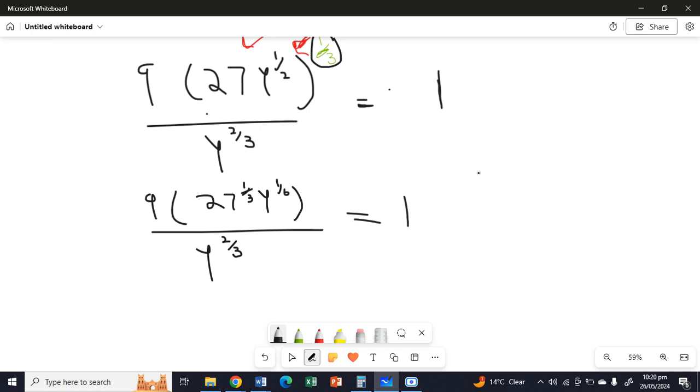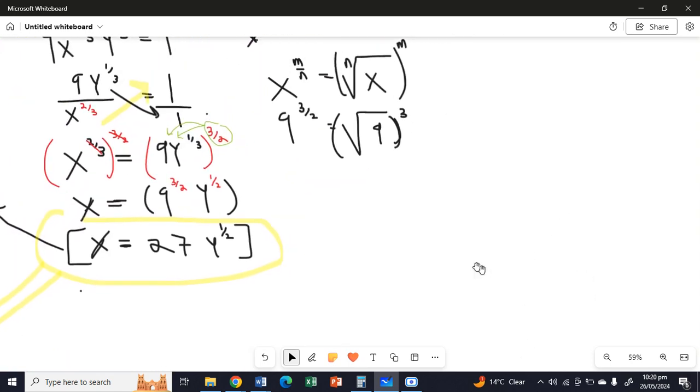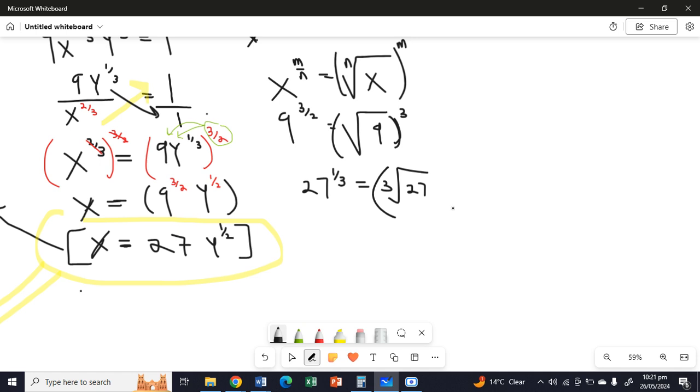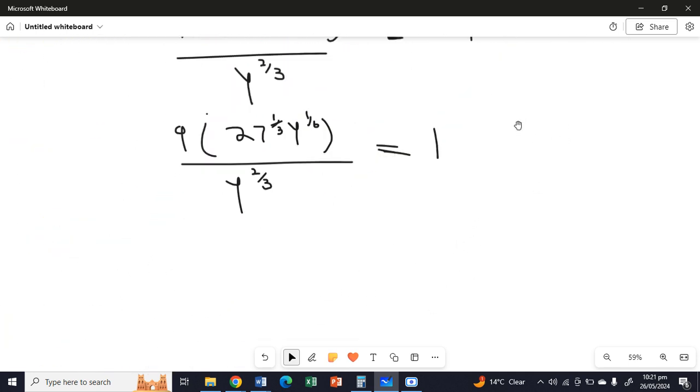So 27 to the power 1 over 3 is just like saying, what is the cube root of 27? Remember that law of indices I showed earlier? Let me just refer to it. Yes. So if you say 27 to the power 1 over 3, if we're following this law, think of m as 1 and n as 3. So the cube root of 27 to the power 1. So the cube root of 27 is 3. 3 to the power 1 is just 3.